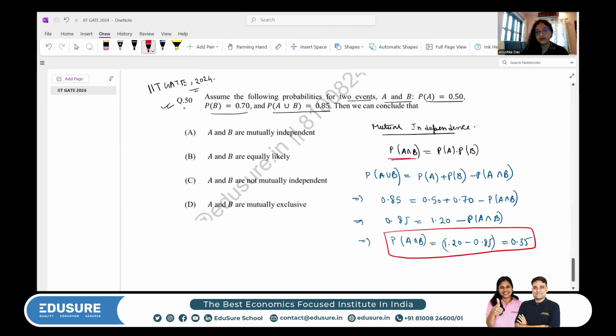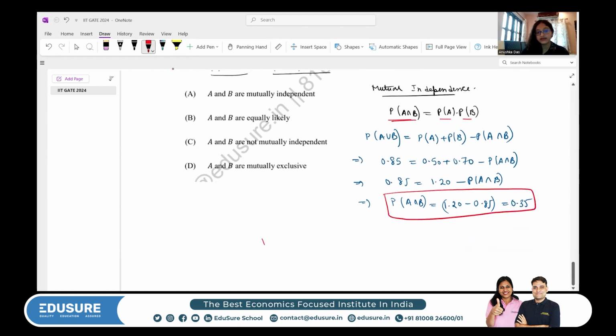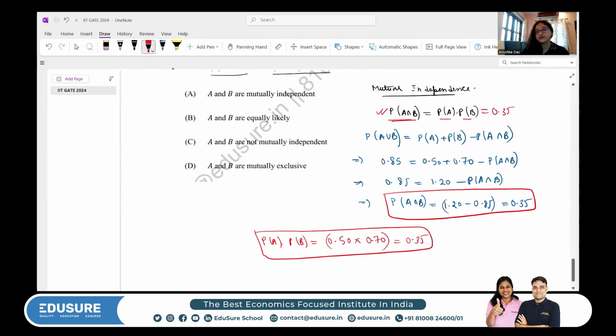So this part we know. And these two things are given to us. What is probability A into probability B? Probability A is 0.50 into probability B is 0.70. So this is again 0.35, right? So what we see here is that yes, this condition is satisfied. Probability A intersection B is exactly equal to probability A into probability B, which is 0.35. So A and B are indeed mutually independent. So this is not right.